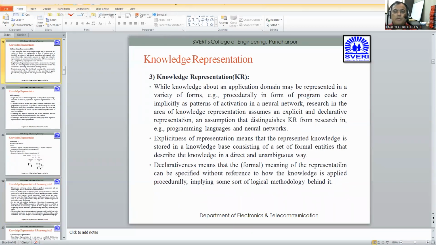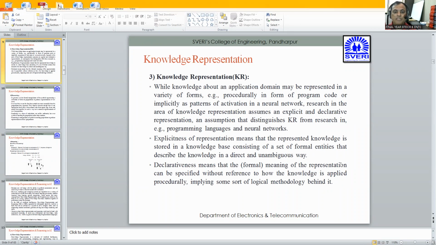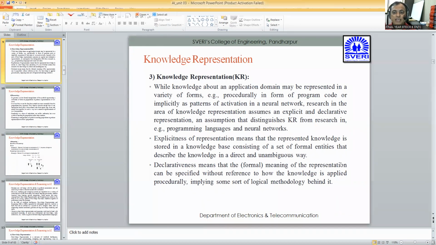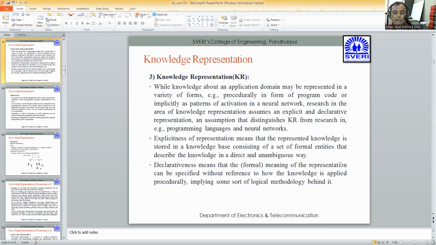While knowledge about an application domain may be represented in a variety of forms, procedurally in the form of program code, or implicitly as a pattern of activation in a neural network, research in the area of knowledge representation assumes an explicit and declarative representation, an assumption that distinguishes KR from research in programming languages and neural networks.